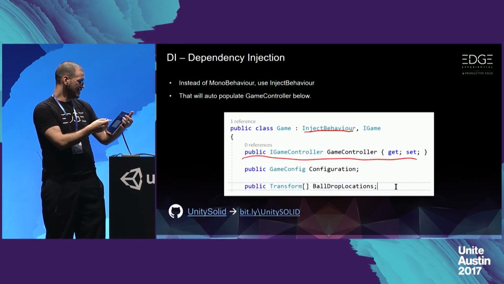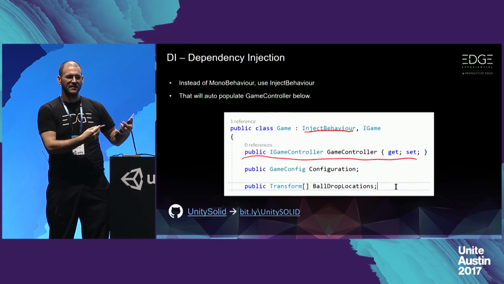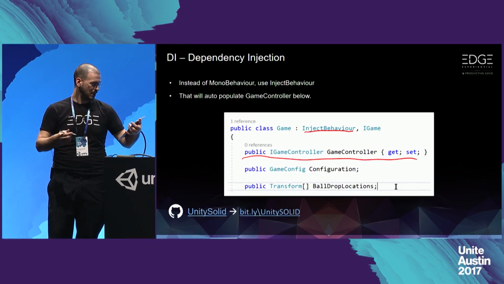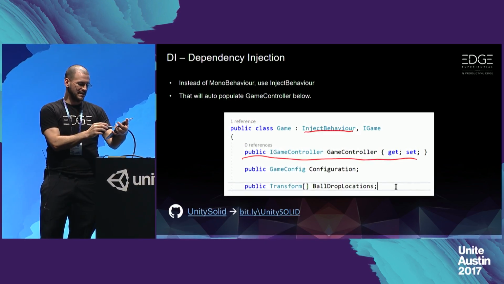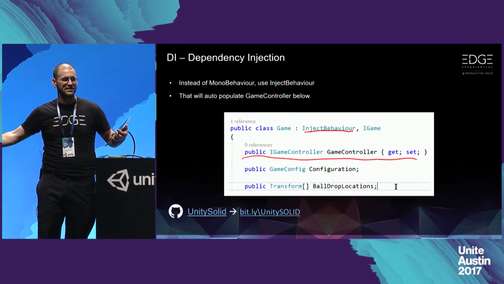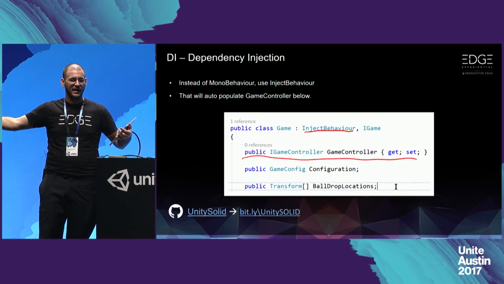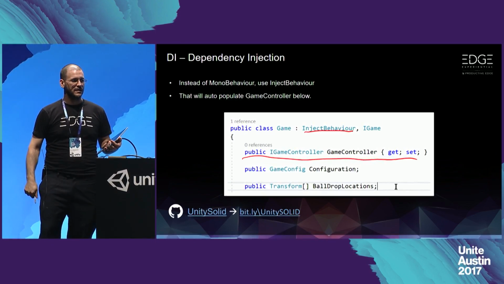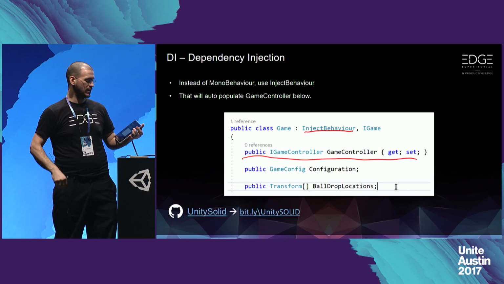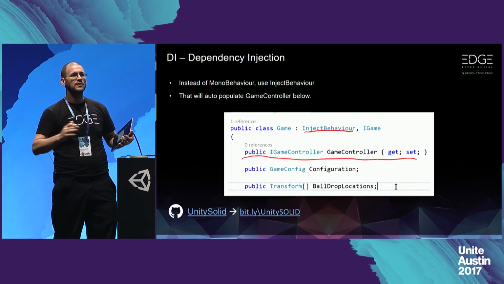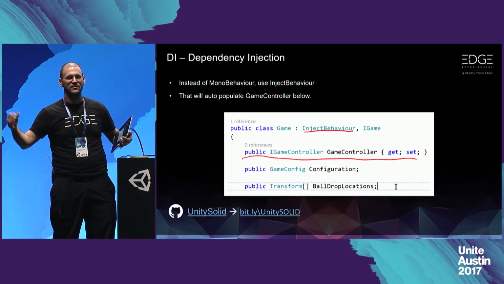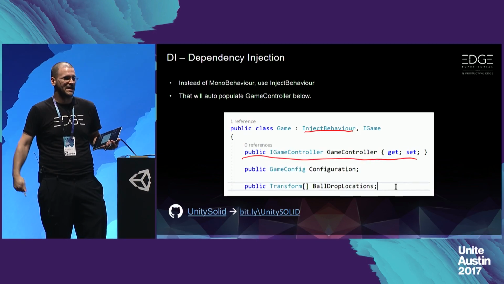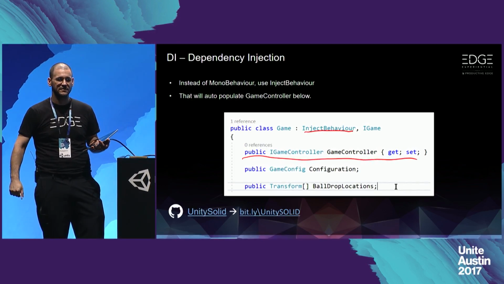Well, what does that mean? That means as soon as this gets constructed, the DI system, the dependency injection system, is going to run through, find gameController, see if it has a list or something bound to it, and it'll just put it in there for you. It'll find the real reference to it and just throw it in the code. So your class no longer cares about how it needs to find it or any details about how it finds it. It just asks for it, and it appears.